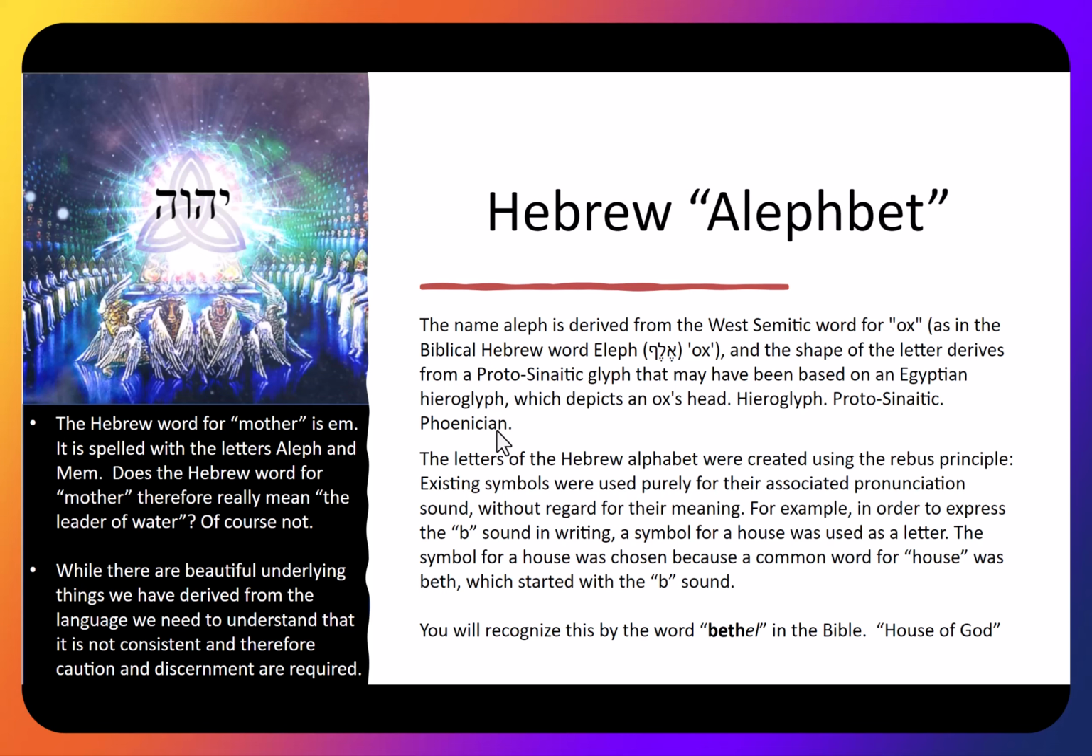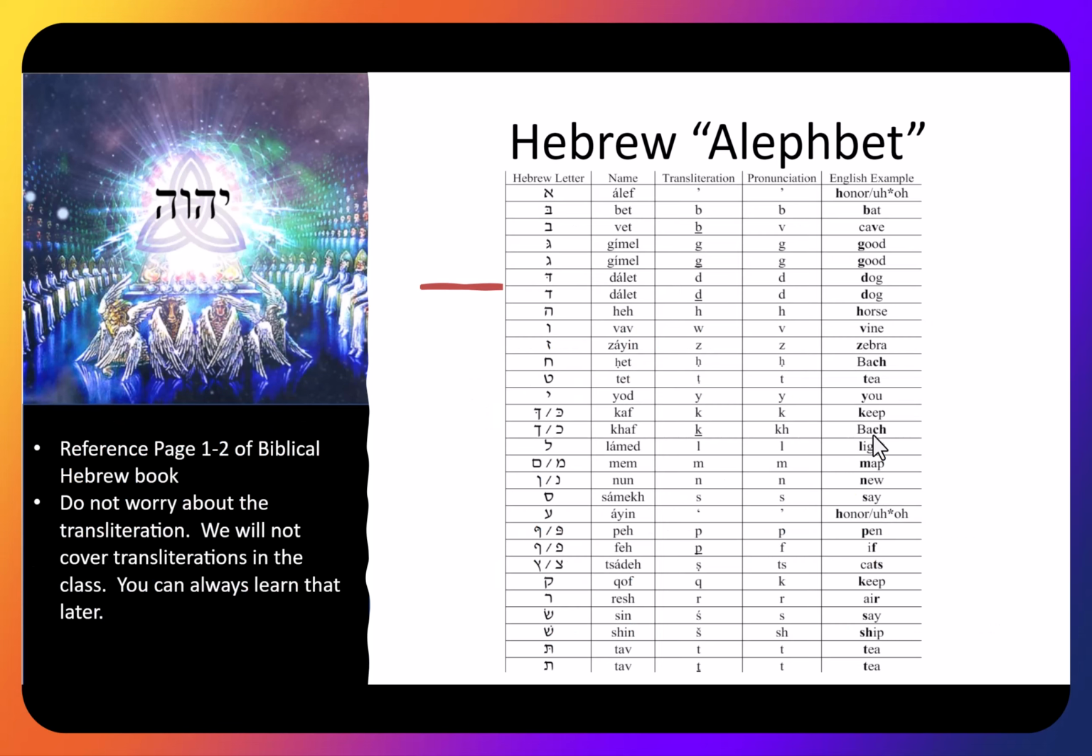One of the examples that I use is that the word for mother is Em. I know that on The Chosen you hear Emma. This is more like mom, and it's Aramaic, where we're talking about here is biblical Hebrew. But it doesn't mean that she's the leader of water, because the aleph would be the leader, and then the symbol for the mem is water. She's not the leader of water. So you can see that that would be a very inconsistent use. So that's why I say that it's not consistent, and discernment is required when we're doing things like that.